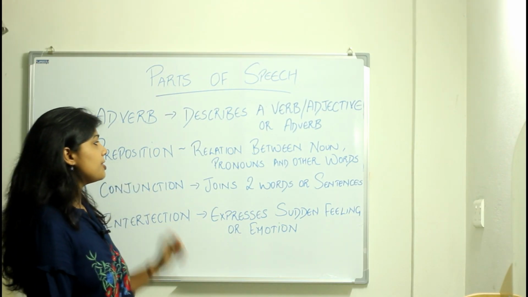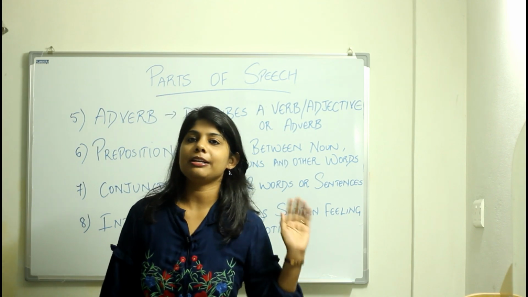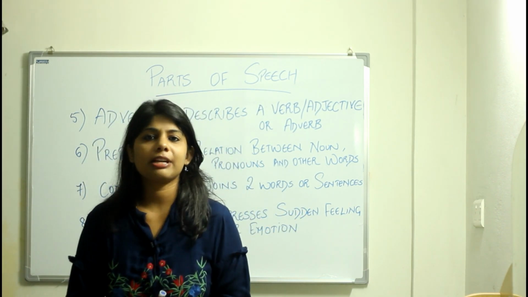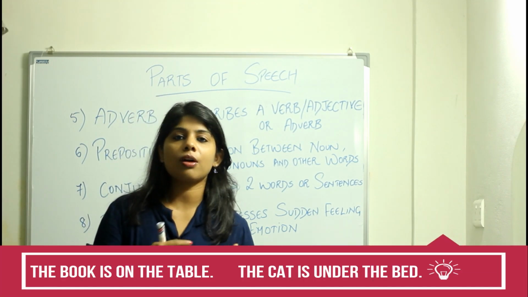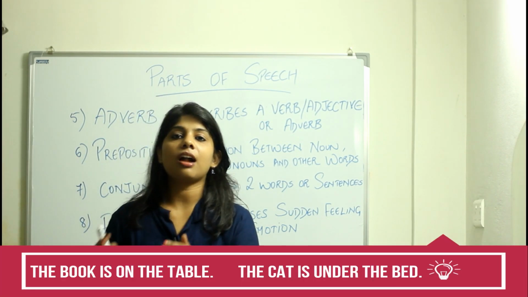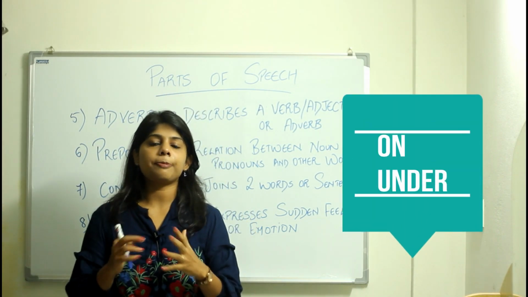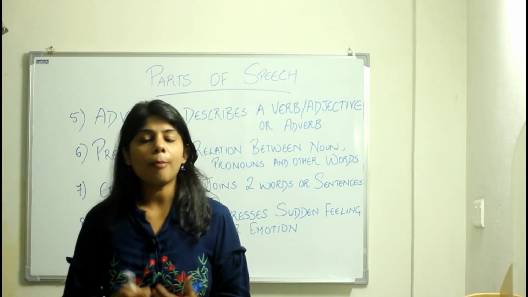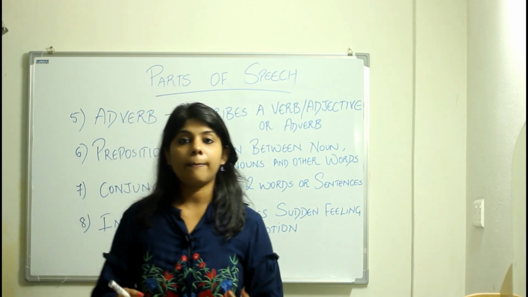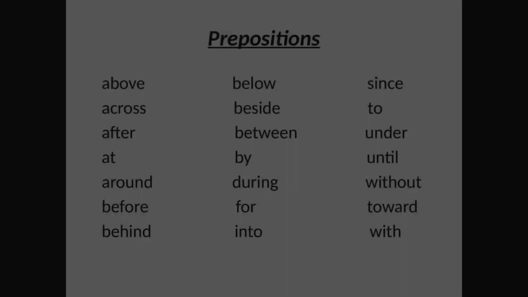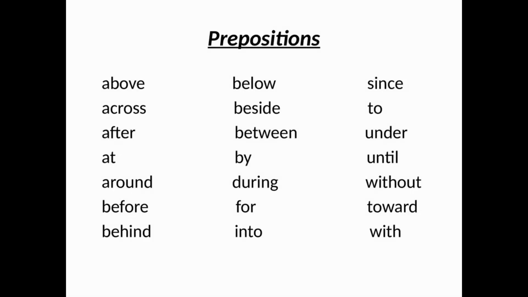Prepositions. A preposition shows the relationship between a noun, pronoun, and other words in a sentence. Let's take for example, the book is on the table. The cat is under the bed. Here, the words on and under are the prepositions. A few other commonly used prepositions are above, below, on, off, and so on. Here is a list of prepositions we use in our daily lives.